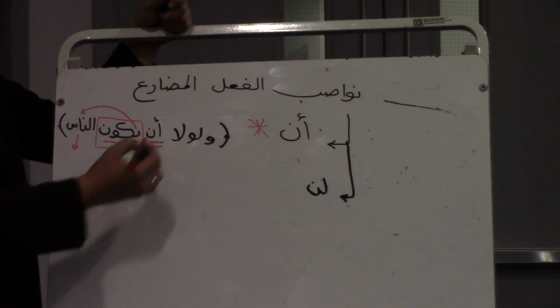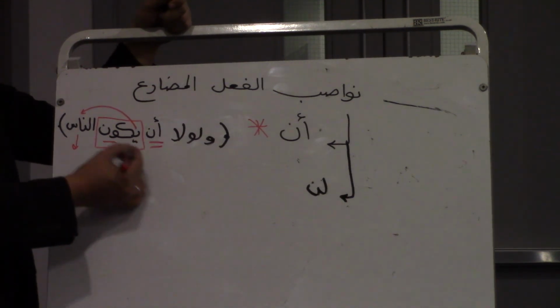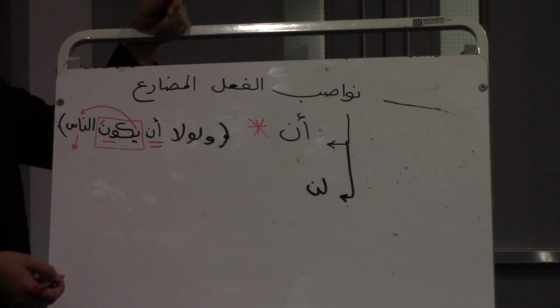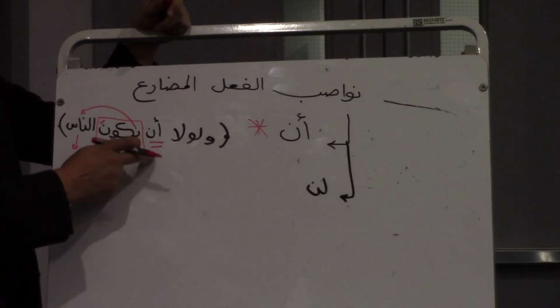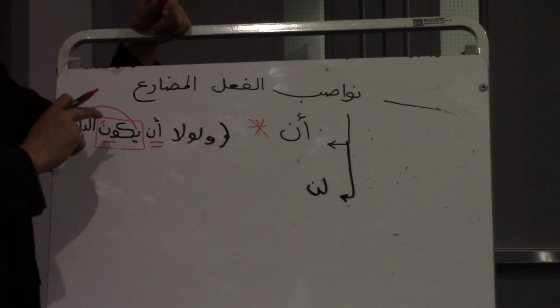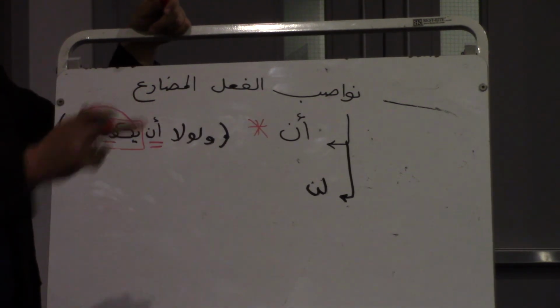Now an comes here at the beginning, so we say walawla an yakuna. لولا أن يكون. It's not yakunu because the an is before, so now it has a fatha. It doesn't have a dhamma anymore. Normally it would be yakunu, you would find a dhamma on the noon. But because an is here, it affected it.